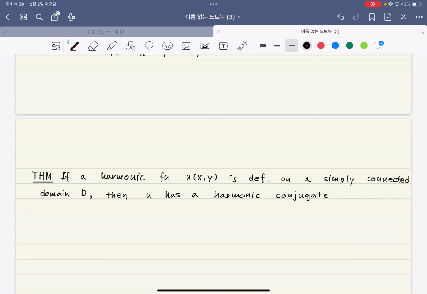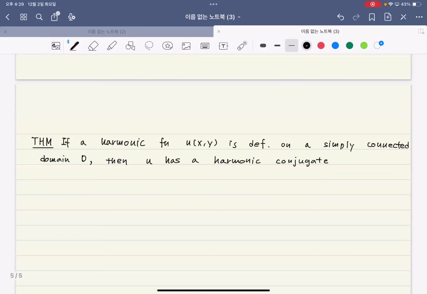Oh, hold on. What did I just say? Yeah, sorry. The formal definition of being simply connected is that every loop contained in this domain, every closed curve in the domain, can be continuously shrunk to a single point without any obstruction. So basically, it has no holes. And as you can see, this domain is not simply connected, right? Okay, so what is the proof of this?